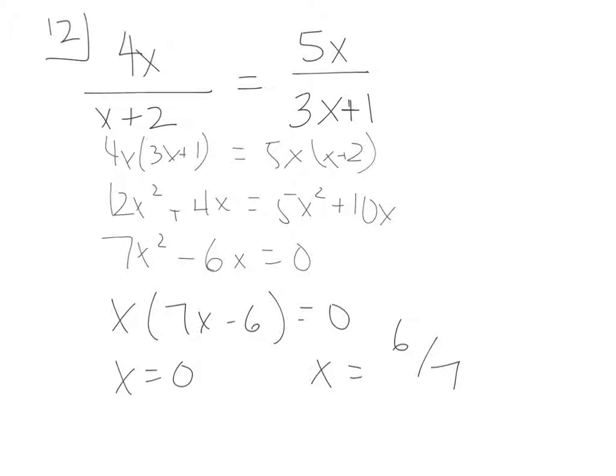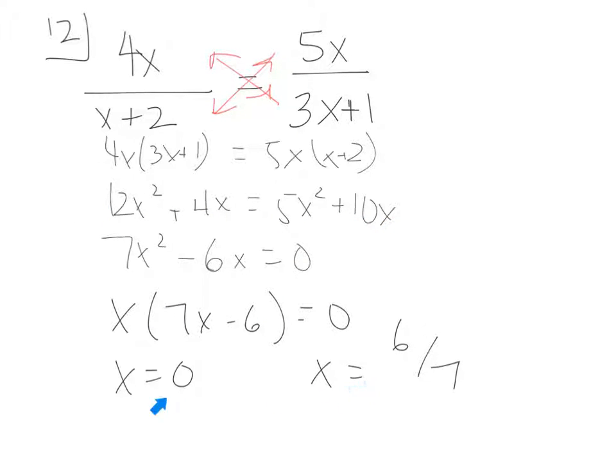I've already completed number 12, so I'm going to go through with an arrow. So I have 4x over x plus 2 and 5x over 3x plus 1. I'm going to multiply both sides by those, and I end up with 4x times 3x plus 1 on the left side and 5x times x plus 2 on the right. Another way you might think about that is as if we had cross-multiplied. Expanding that, I get 12x squared plus 4x equals 5x squared plus 10x.